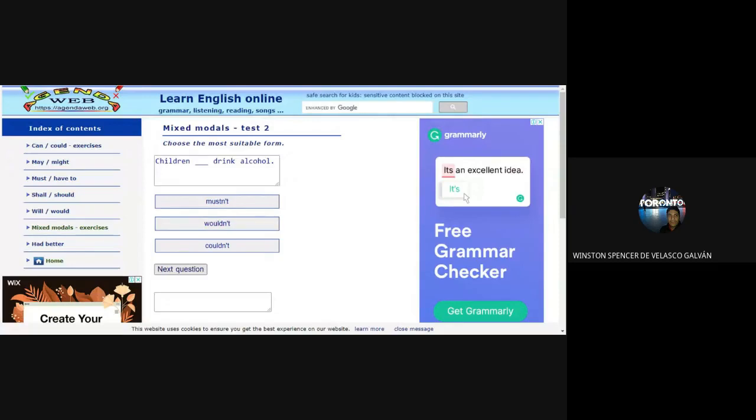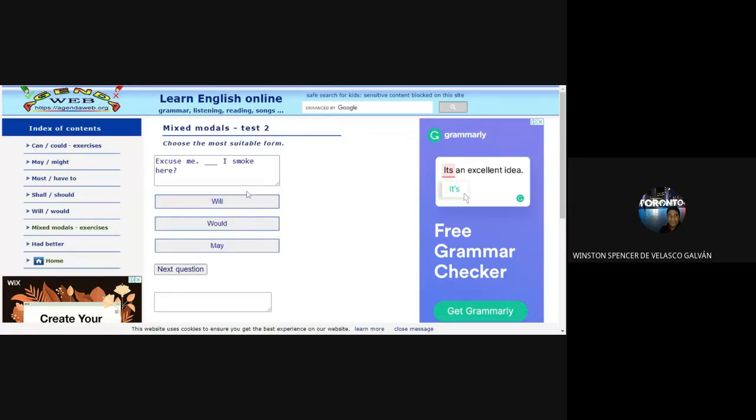Now, we got another sentence like this. Children blank drink alcohol. We got 3 options: mustn't, wouldn't, and couldn't. Please, Danny, tell me what is the most appropriate answer for this sentence. Must. Okay, I'm going to check. Mustn't. Children mustn't drink alcohol. Yes, it's a right answer. Thanks so much.